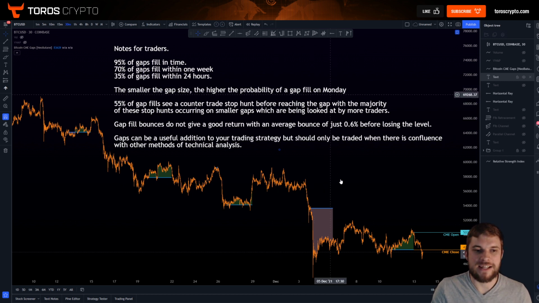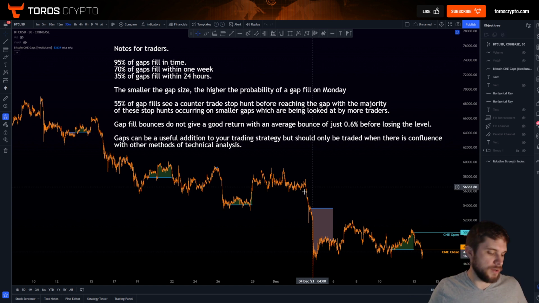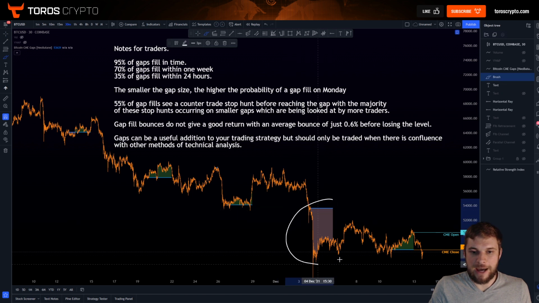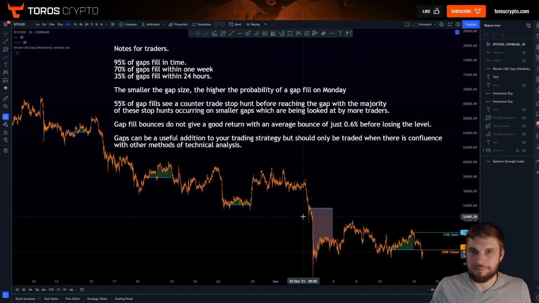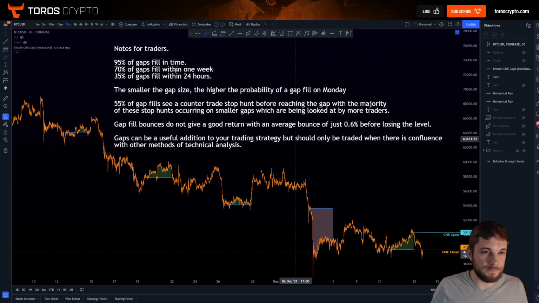Now that makes complete sense, right? If you open a gap 1% away from where price currently is, it's going to be relatively easy for price to just come down, fill that gap, and continue doing whatever it wants to do. However, if you do see something like we have all the way down here with a gap of around 10-15%, it's going to take a lot of money for the market to fill that the following day. So it's very unlikely that you're going to see that gap filled straight away.